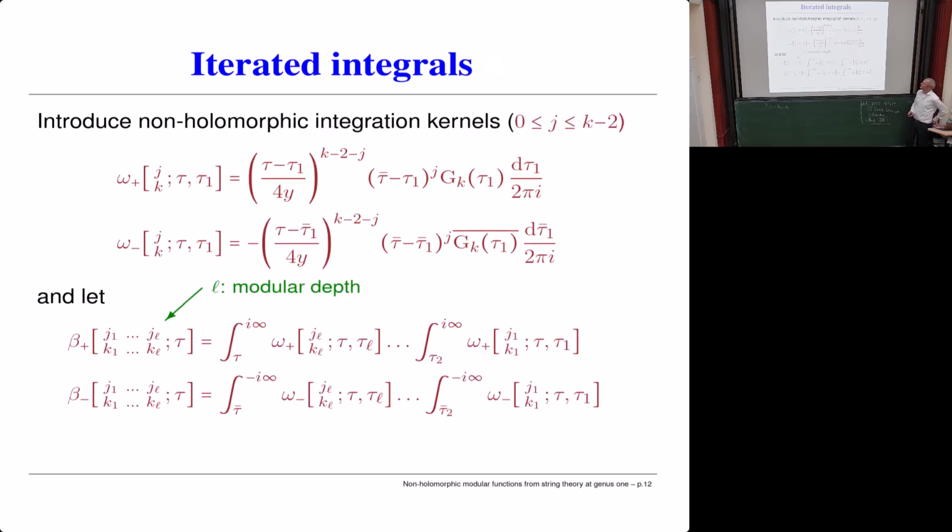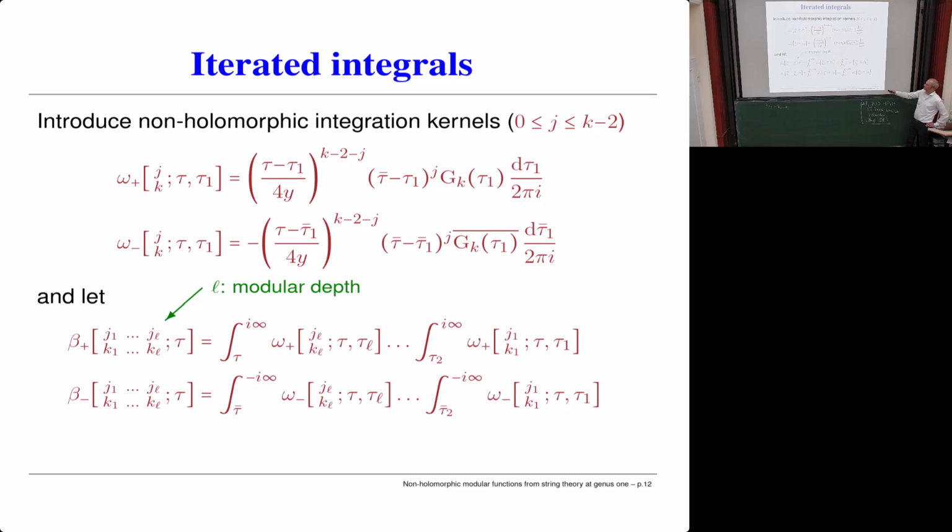The first thing that I need to say is what the integration kernels are, and the integration kernels that turned out to be convenient for us are the ones that are written here. It's the holomorphic Eisenstein series, multiplied by a certain function of tau and tau bar, and d tau 1. These are one-form kernels. Tau 1 is the integration variable.